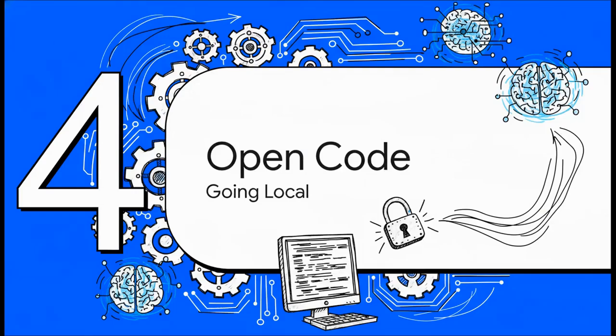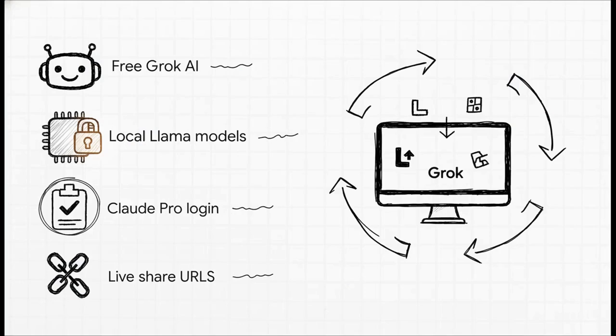Section 4, going local with open code. Now, for the true power users out there who want absolute freedom and zero compromises on privacy, OpenCode is packed with superpowers. First off, right out of the gate, it gives you access to a free tier of Grok AI. But the real kicker is the second point. You can run totally private local models like Llama 3.2 directly on your own hardware. No data ever goes to the cloud, period.